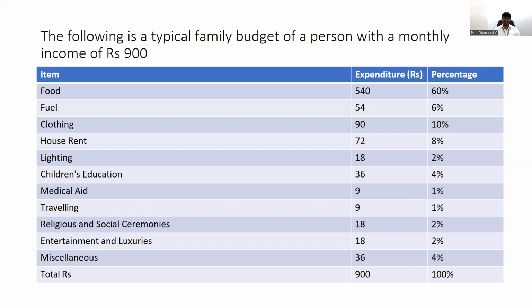It's around 40-60%. Then for vehicle fuel it's 54 rupees, 6%, and car 10%, house rent 8%, lighting 2%, children's education 4%, medical aid 1%, then travelling, religious and social services, entertainment and luxuries, and miscellaneous expenses. So it comes to nearly 100%.